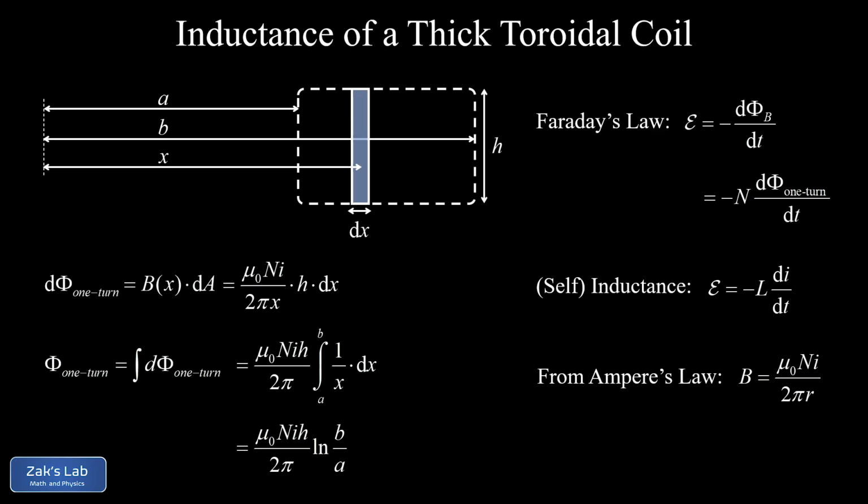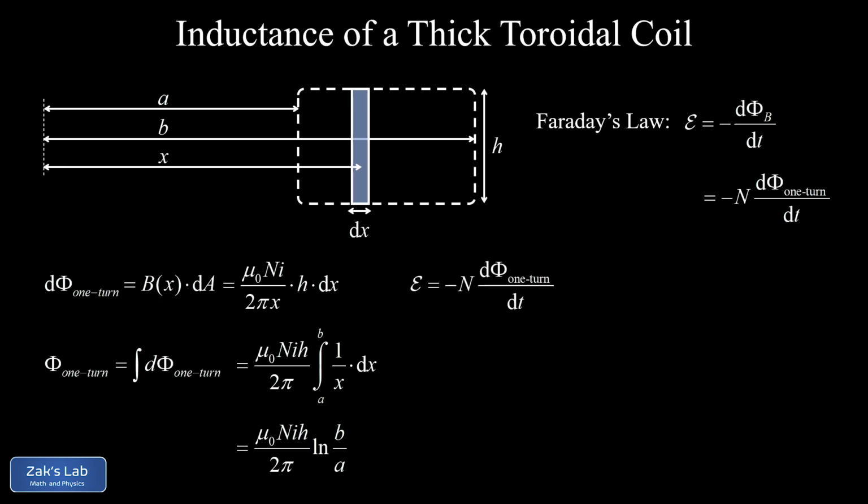And now we're going to go back to Faraday's law, remembering that the end goal here is to relate the induced EMF to the time rate of change in the current. So there's our expression of Faraday's law. The induced EMF is negative big N for the total number of turns in the coil times the time rate of change in the flux through one turn. So we simply plug in the flux through one turn that we just computed, and we have the time derivative of all that stuff.